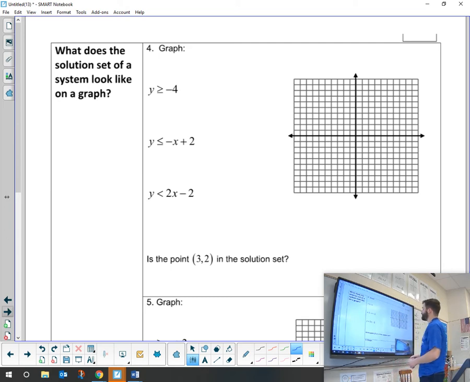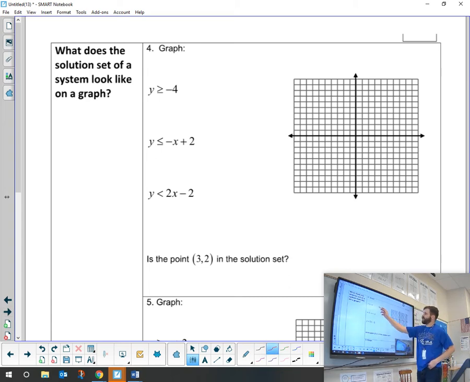Okay, let's turn the page and let's graph these three. We have y is greater than or equal to -4. And I have y is less than or equal to -x plus 2. And I have y is less than 2x minus 2. So let's graph these real quick.